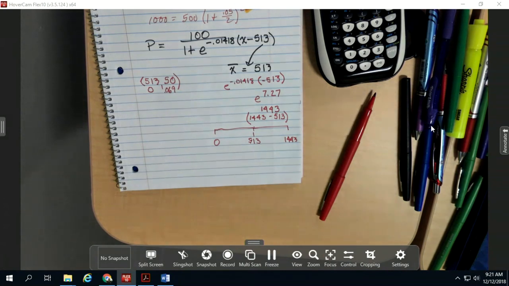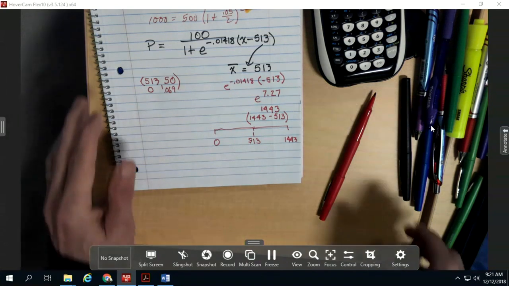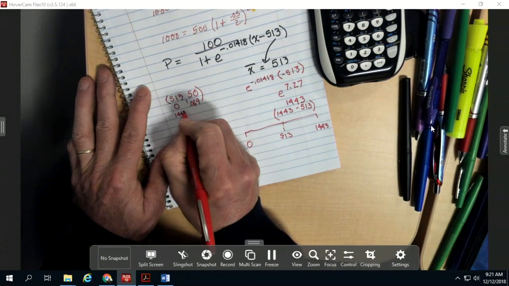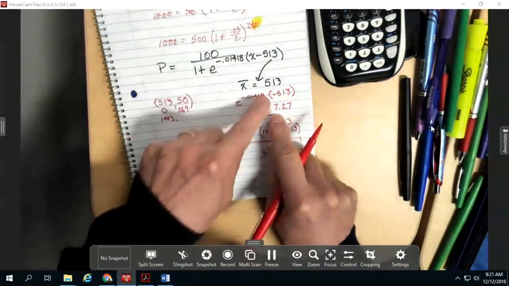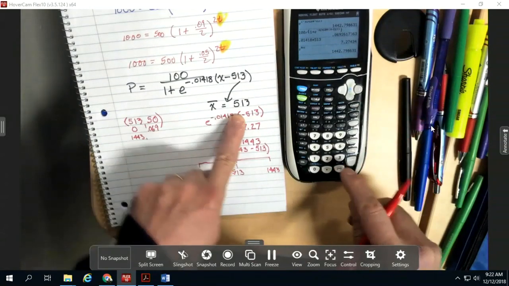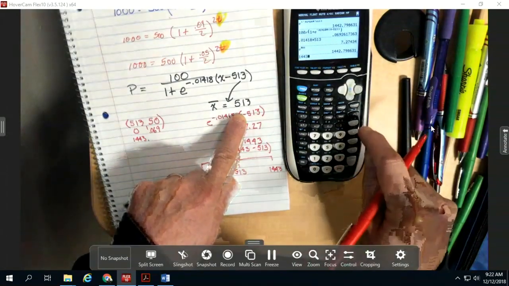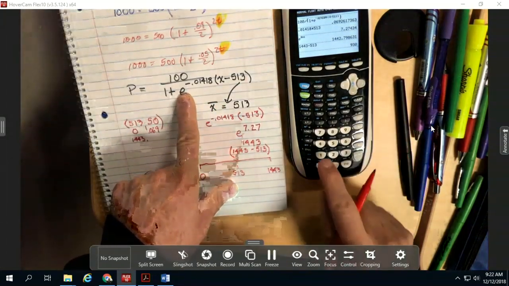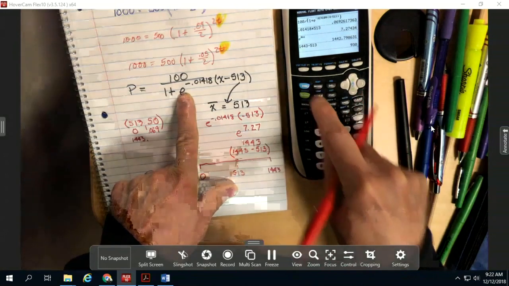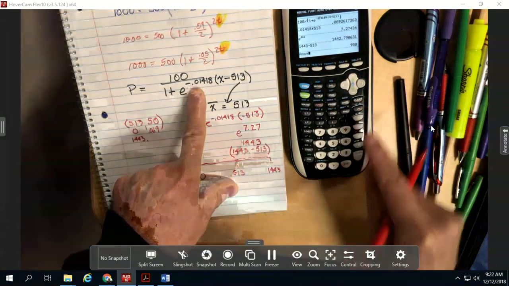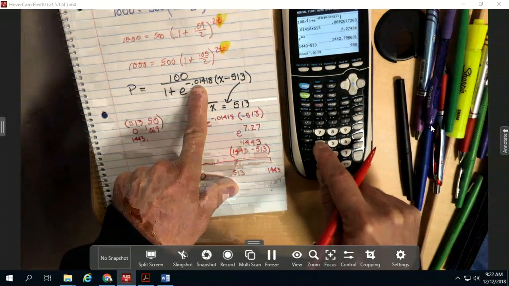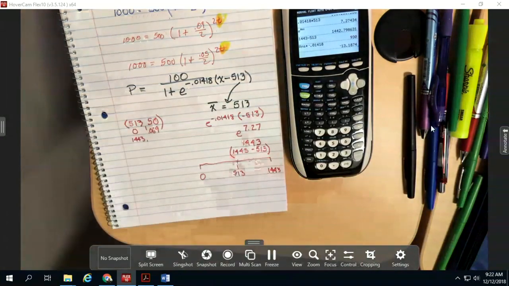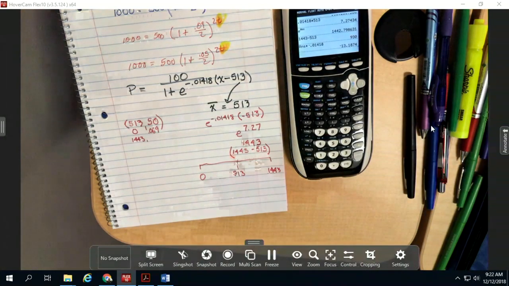Okay, here we go. So if we do the math there and assume that the highest score is 1443, and we did the math, well, 1443 minus 513 puts us at 930. So 930 times negative 0.01418 gives us negative 13.18. Okay?